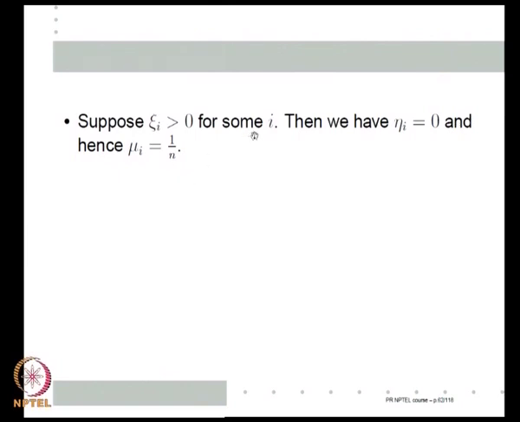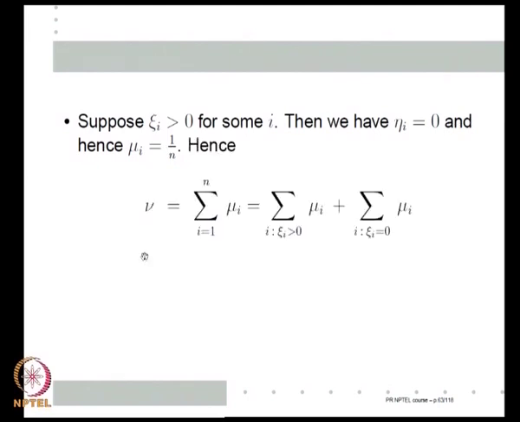Suppose J I is greater than 0 for some I, then we have eta I equal to 0, and hence mu I is equal to 1 by n, and hence nu is equal to summation mu I. Now, the summation mu I can be written as summation over all those i's such that j I greater than 0 and summation over all those i's such that j I equal to 0, right. For some I j I will be 0, some I j I greater than or equal to 0. Now, mu i's are positive. So, if I drop this term it is all right, I am only finding a lower bound. So, I can always write this plus this is greater than or equal to summation only this term, and this term has a very interesting structure.